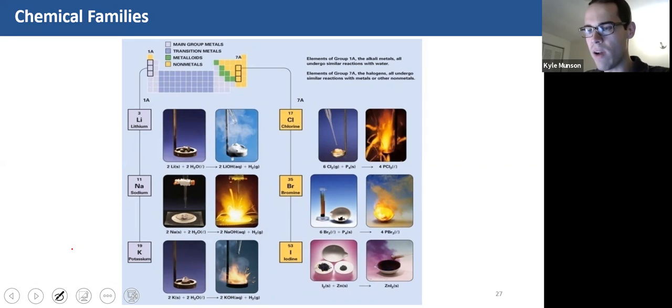For example, the alkali metals like lithium, sodium, potassium, all have similar reactions with water. And they're actually quite violent reactions. There's some YouTube videos you could probably find of people throwing hunks of potassium in a lake or a bathtub, and I'll let you see what happens with that. Likewise, elements in group 7A, the halogens, which we'll talk about in a second, all undergo similar reactions with metals or other nonmetals, and some of those are shown here.